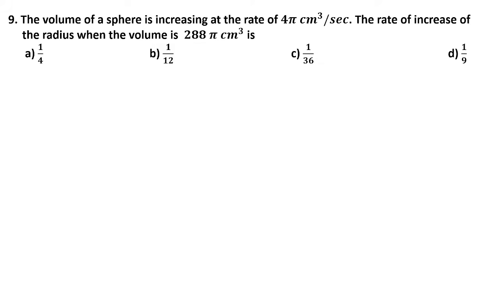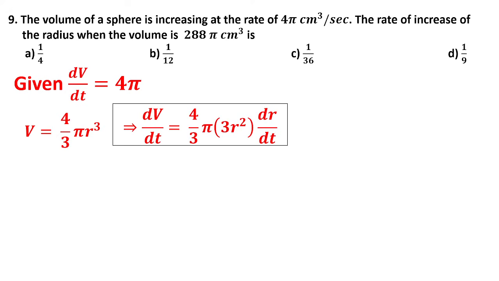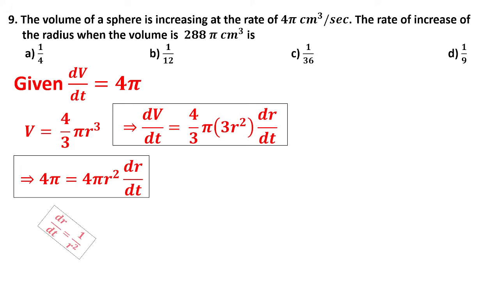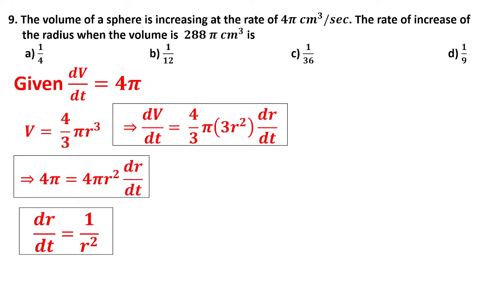Volume of a sphere is increasing at the rate of 4 pi. Therefore, I am starting with dV by dt is equal to 4 pi. I know the formula for volume. I am differentiating both sides with respect to t. From here, I am getting the value of dr by dt. dr by dt is 1 upon r square. But when r is known to us, I can directly put it. But r is not given to you directly.